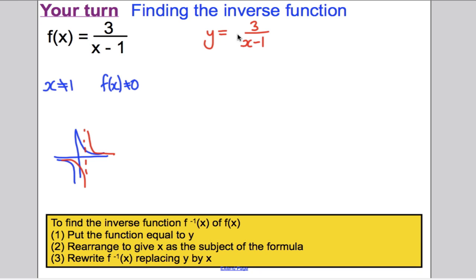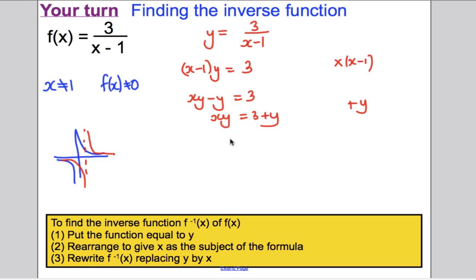We're going to rearrange this to make x the subject of the formula in terms of y's, so we have a way of getting from y's back to x. So we multiply both sides by x minus 1. We get x minus 1 multiplied by y is equal to 3. So we get xy minus y is equal to 3. We add y to both sides and we get xy is equal to 3 plus y, and then we divide both sides by y and we get x is equal to 3 plus y over y.